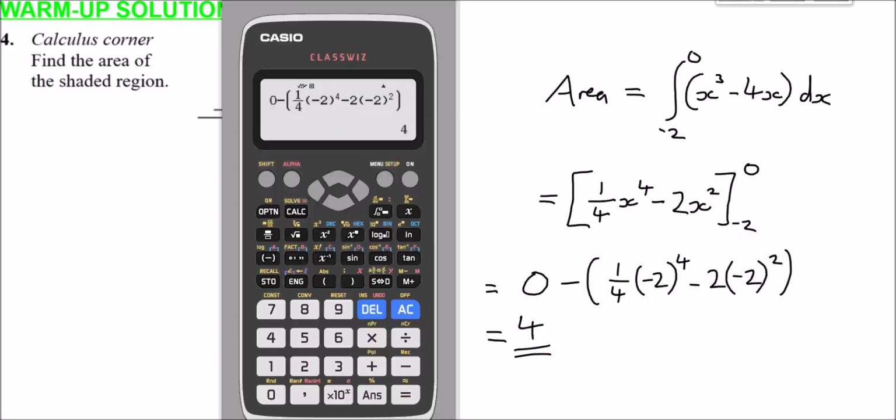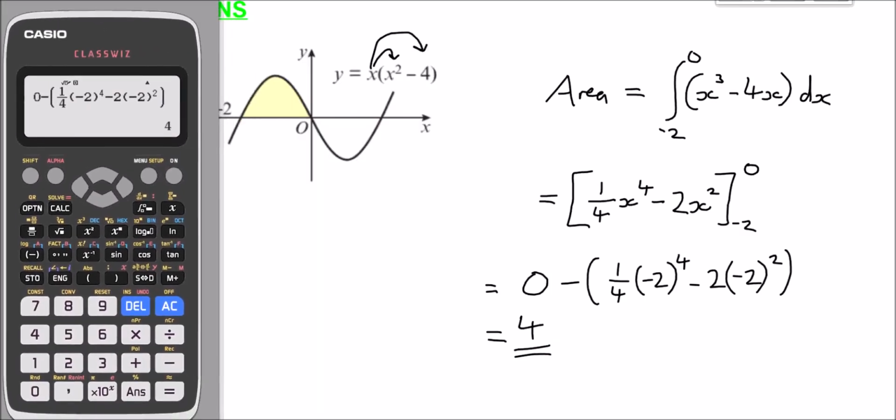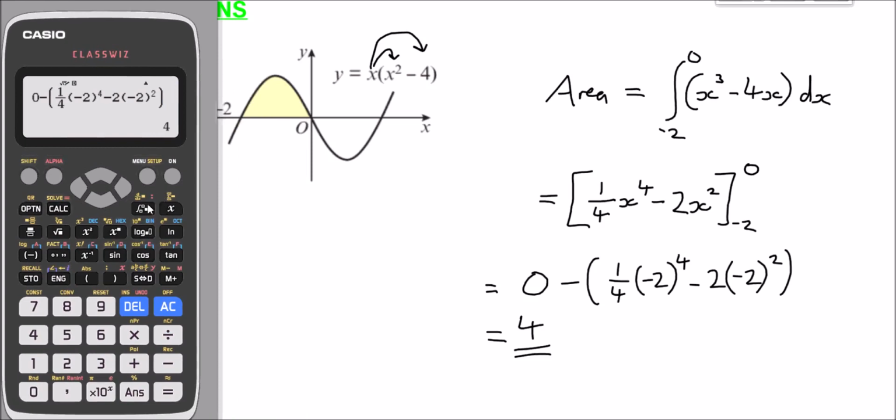So the easier way, the cheating way, the naughty way, is to use the integral function on the calculator, which is this button here. Type in our limits. So the lower limit is minus 2, the upper limit is 0, and we can type in the function exactly as it appears. So alpha x, brackets, alpha x squared, minus 4, close brackets, press equals. There we go, we get 4. It couldn't be easier.